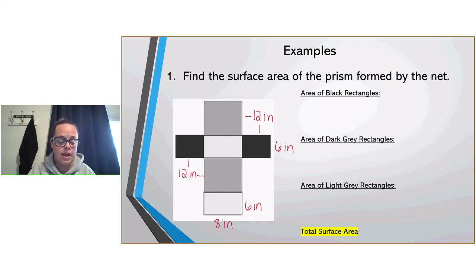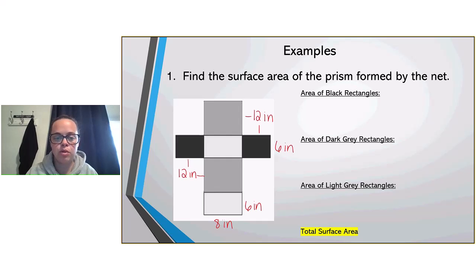So first we're going to look at an example of a net. This is a rectangular prism. It's already laid out and opened up for you. And we're just going to find the surface area of the prism by finding the areas of the different rectangles. You can see that this shape is laid out with black rectangles, 2 dark gray, and 2 light gray. You'll also maybe notice there are some measurements included, but not everything is labeled.